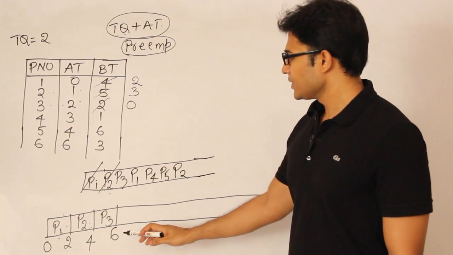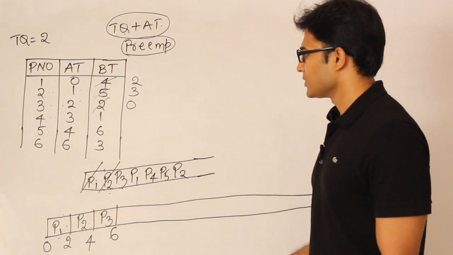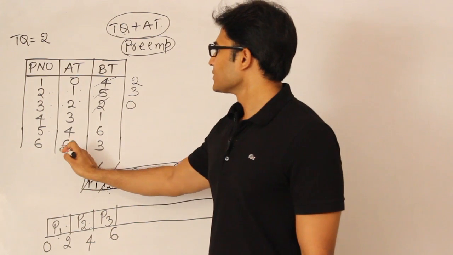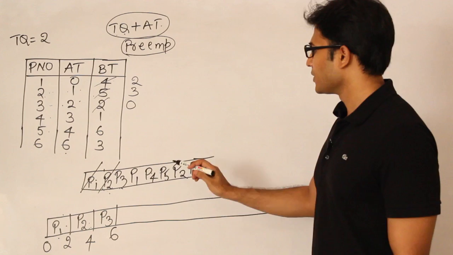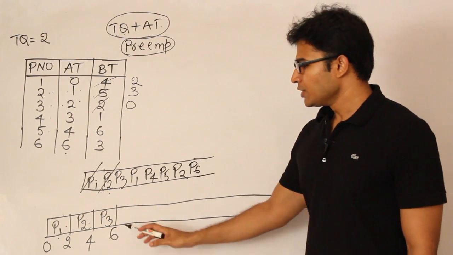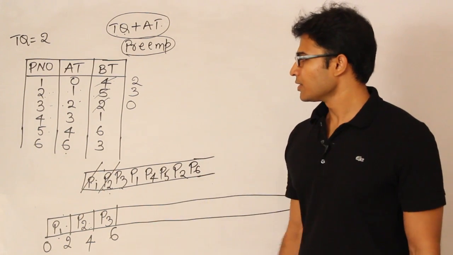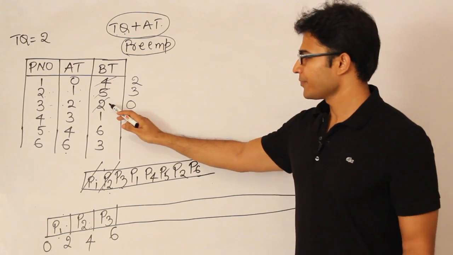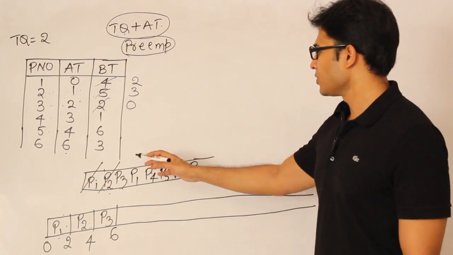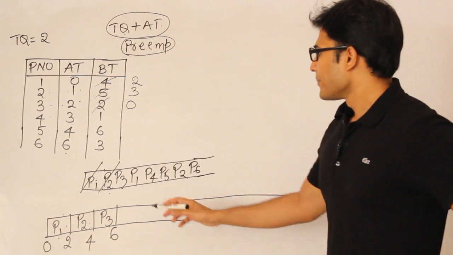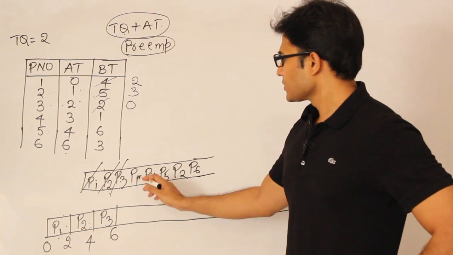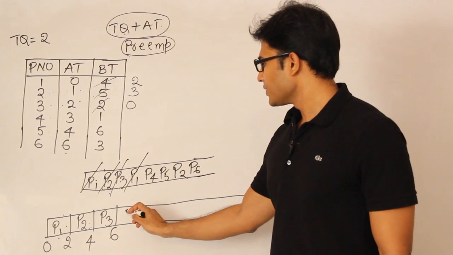But then meanwhile, just check if any process has arrived by 6. Yes, by the time 6, process number P6 has already arrived. Therefore, P6 should be written here. And now you need not put P3 here because P3 required only 2 units and we have run it for 2 units. Therefore, you need not put it back. Now check this. Now what is the next one? P3 has to be removed from here, right? What is the next one? Next one is P1 that will get scheduled.